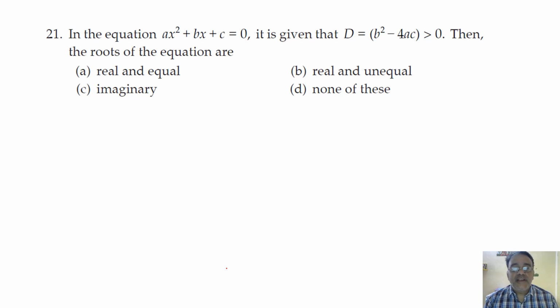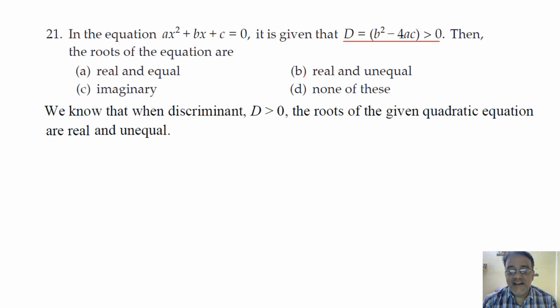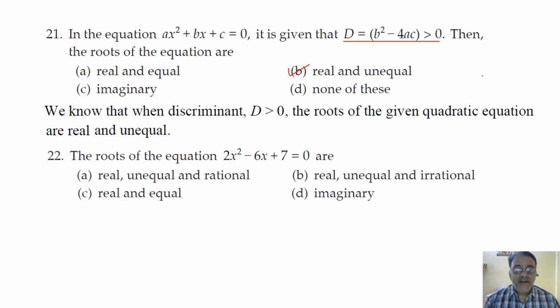In the equation ax square plus bx plus c is equals to 0, it is given that D is greater than 0, that is b square minus 4ac is greater than 0. Then the roots of the equation are dash. Real and unequal. Yes, real and unequal. If it is equals to 0, then real and equal. If it is less than 0, then imaginary. Fine. Next question.